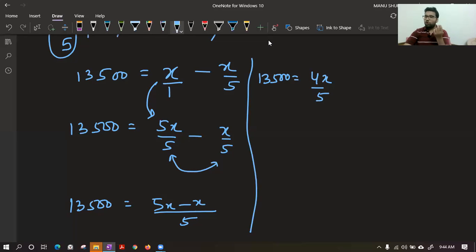And now we all know how to find the value of x. This time you will take 4 by 5 directly to the left hand side. So they will come in multiplication and division. So 13,500 into 5 upon 4 is equal to x. So now if you solve it, you will get the value of cost price.